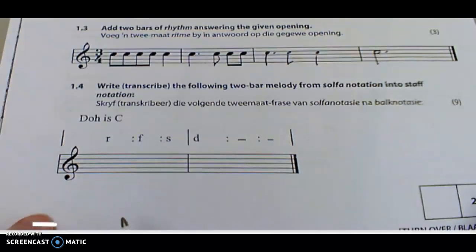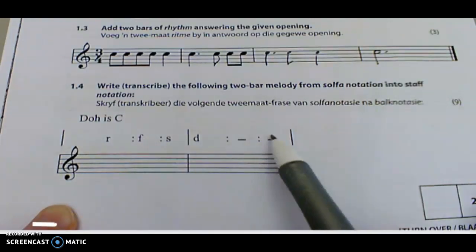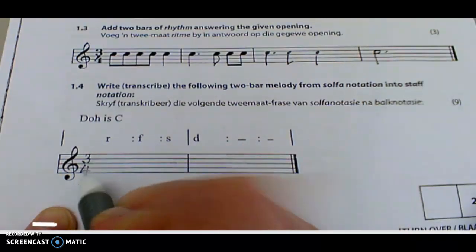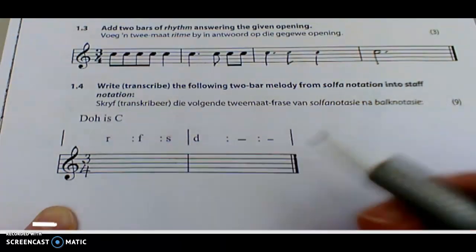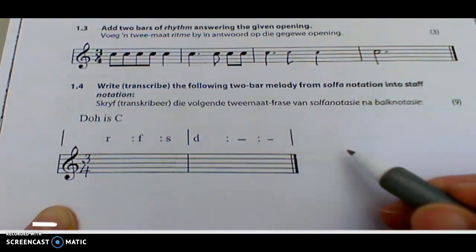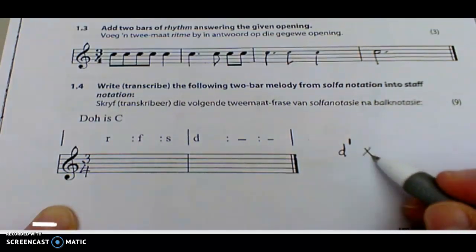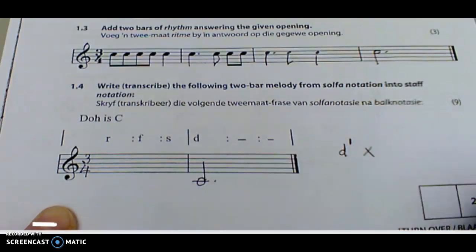Here we have another example of a transcription from solfa notation into the staff notation. Do is C, and I count 3 crotchets there and 3 crotchets there. So I know it's in 3/4 time. Again, I see my do. They say do is C, and it's not the high do. The high do will have that little one on top. It's not that one, so it's the middle C one. And again, it's 3 counts.